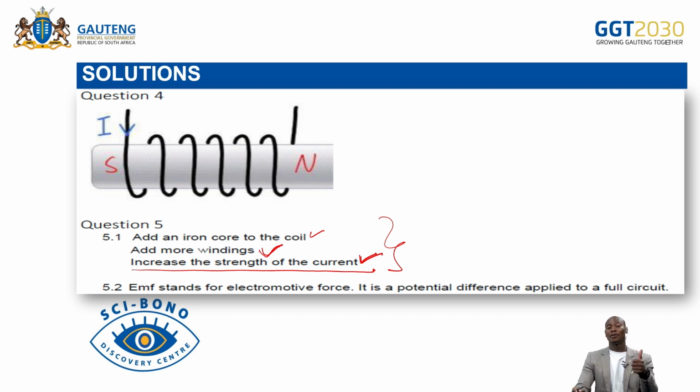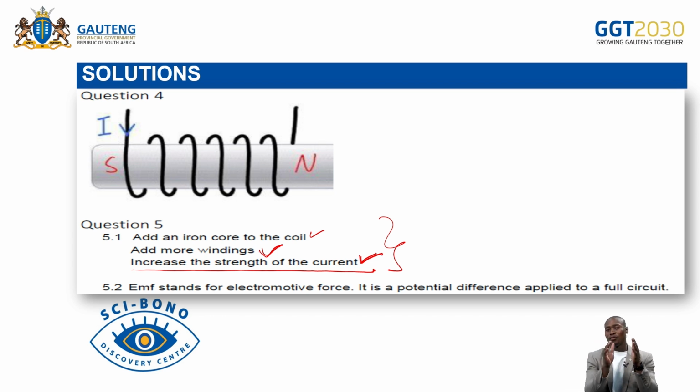You can increase the number of turns or windings in a coil. For example, if you're using a straight conductor, you can move from a straight conductor to a loop. Or if you're using a loop, you can move from a loop to what? To a solenoid. By doing that, you'll be increasing the strength of the magnetic field that will be produced there. Okay? Then also add an iron core to the coil. By doing that, you will be increasing what? The strength of the magnetic field. I hope it's making sense.